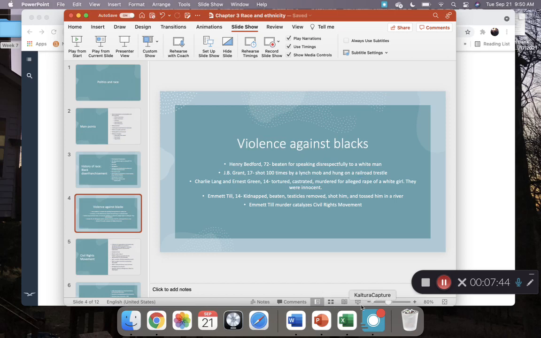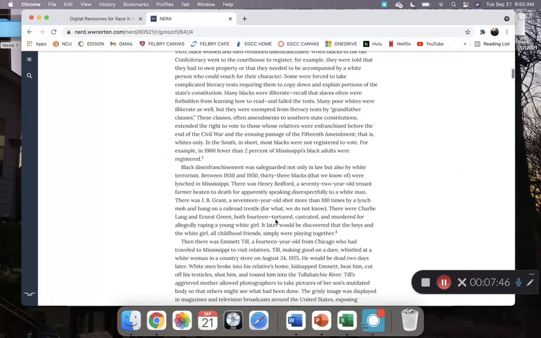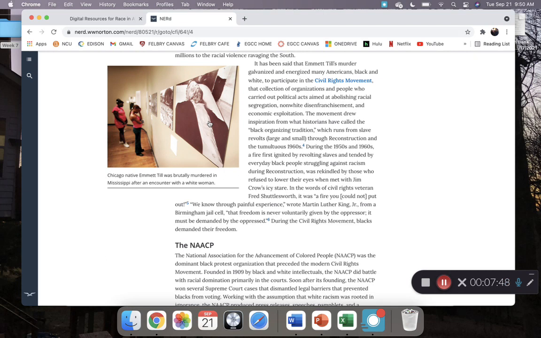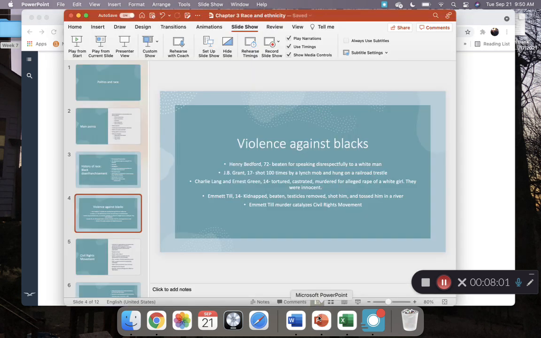So again, I'm just going to go back to the book really quick. And this is the murder of Emmett Till. This is the open casket in Chicago. YouTube has videos of this. If you get a chance, you can see the crowds walking through. Just incredibly sad. I'm kind of crying right now. All right.